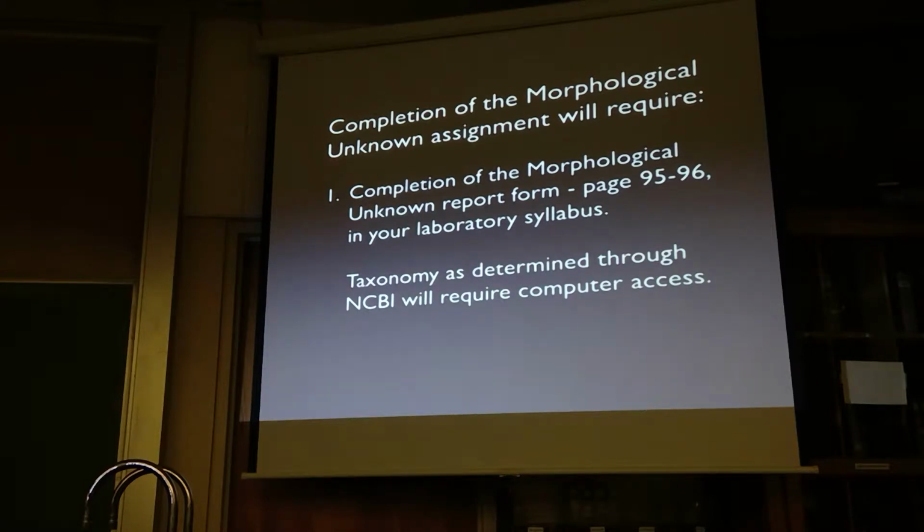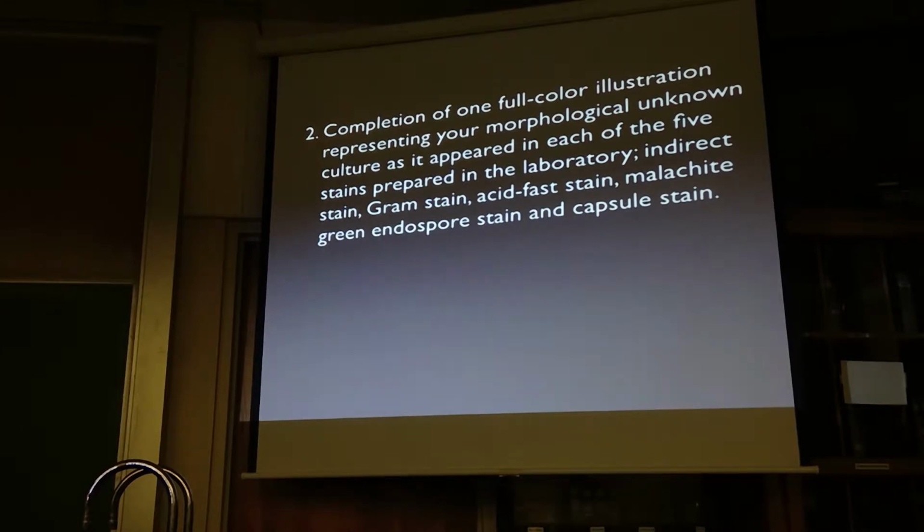You're also supposed to determine the identity of your culture by going to NCBI. This is going to require that you get a computer, and then on our web page, there's the currently up, as of this afternoon, Morphological Unknown Identification Assistance page, and it has a grid. Each of you has a number that your morphological unknown is assigned, 1 through 30, and next to that there's a letter-number combination. It's called an accession number. You have to copy that accession number and go to NCBI, which is the National Center for Biotechnology Information.